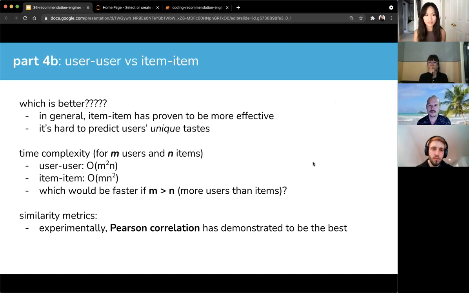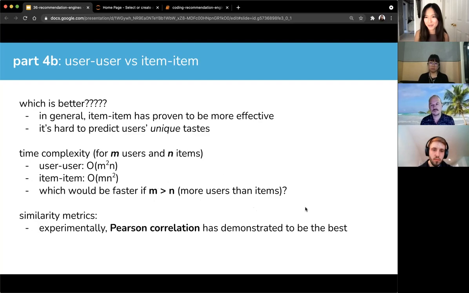Do you have a lot more items or a lot more users? Those two numbers, if you have M users and N items, if you have more users or more items, one might be more favorable than the other in terms of how much computational power it takes up. If anyone's familiar with big O notation, not super important for data science, honestly, but good to be aware of. If you have more users than items, which would be faster? It would actually be faster to do item to item collaborative filtering.